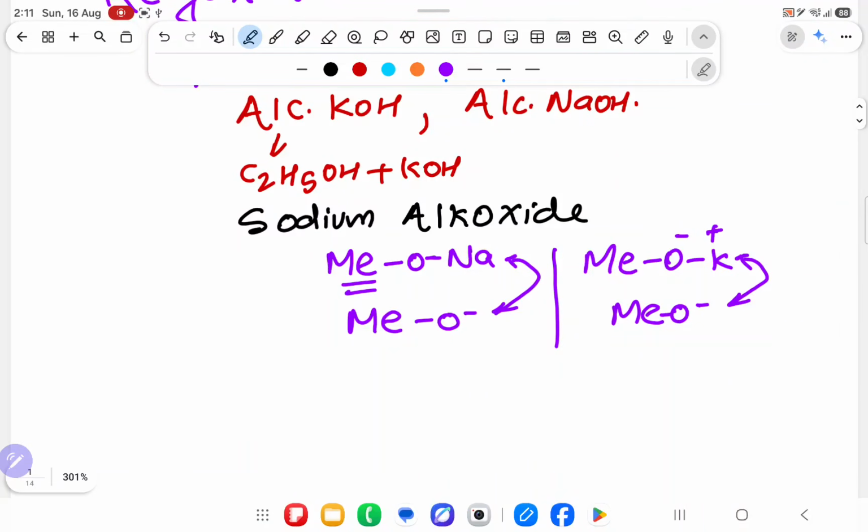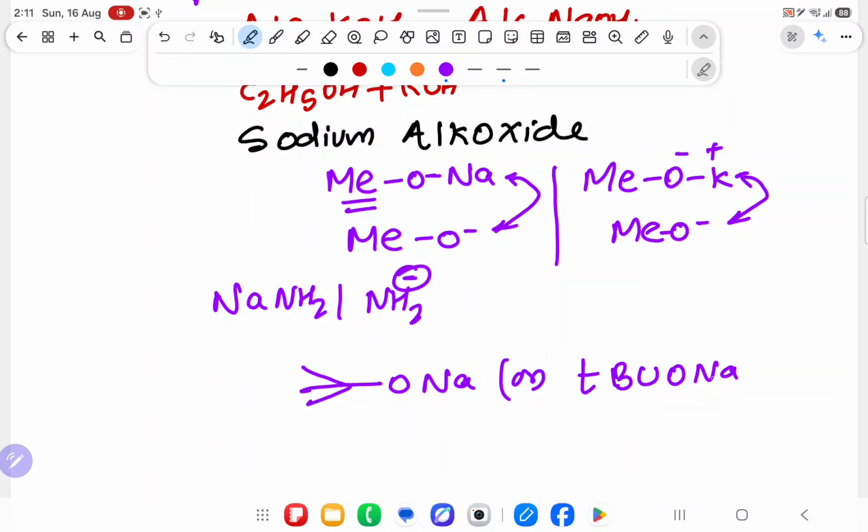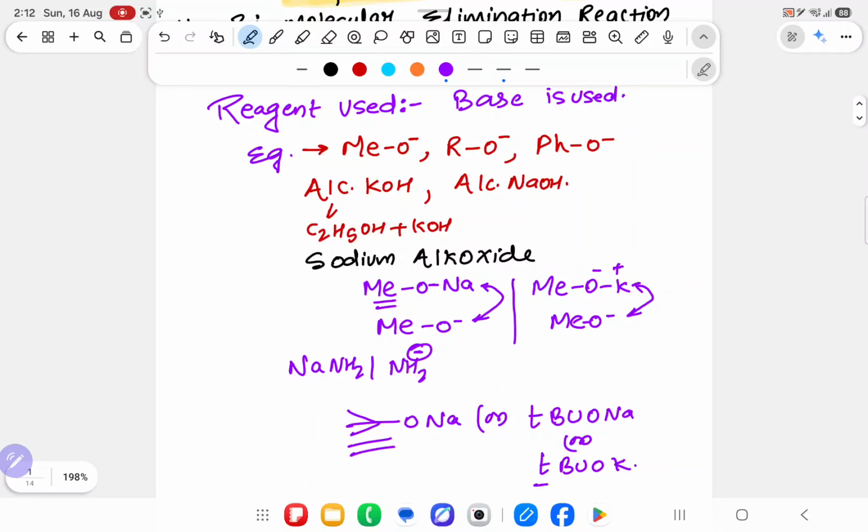Or in some places they will write NaNH2, or NH2 minus, or they will write tertiary butoxide, t-BuONa or t-BuOK. Like that they will write the reagent. This is a tertiary group, so I have written t, and Bu means butyl, 1 2 3 4 carbons, then O K or Na. These are the reagents that can be used in these cases.